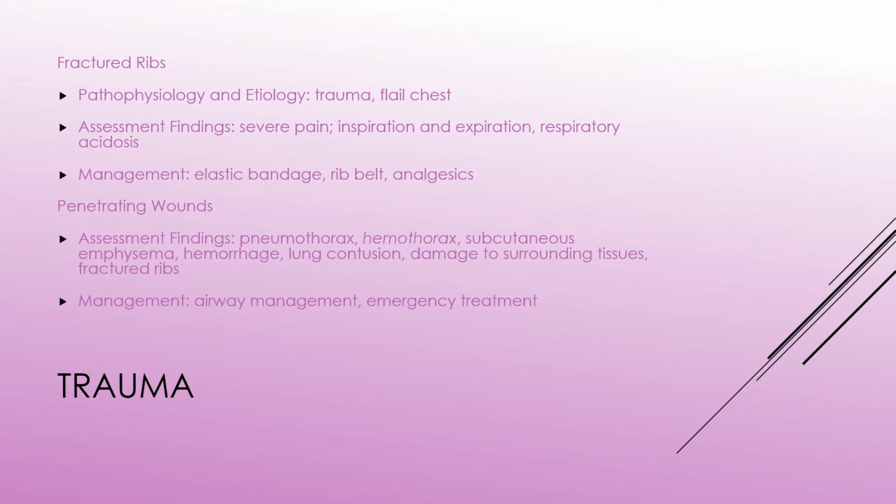On expiration, the segments move outward, which decreases the ability for the lungs to push out CO2. So if you remember, this is the complete opposite of what the body does with normal respirations. Some assessment findings would be severe pain on inspiration and expiration, and respiratory acidosis. Again, that goes back to your flail chest, because on expiration you have less movement for the lungs to push out that CO2, which means that CO2 is staying in the body, causing that respiratory acidosis.